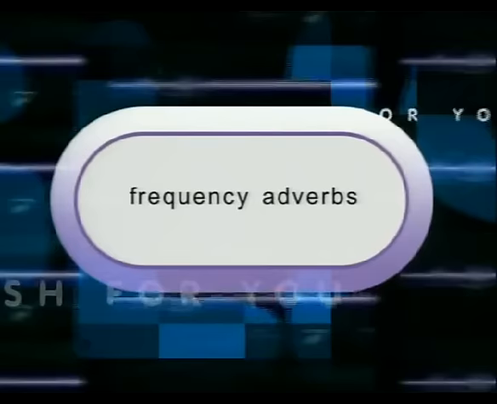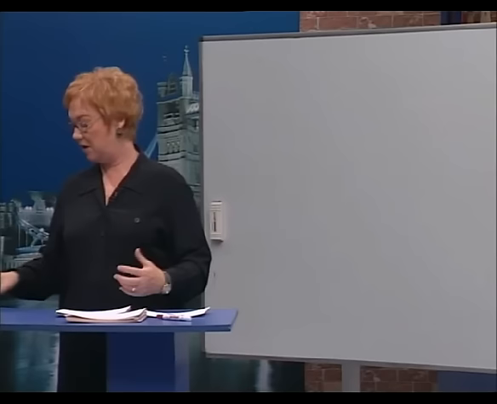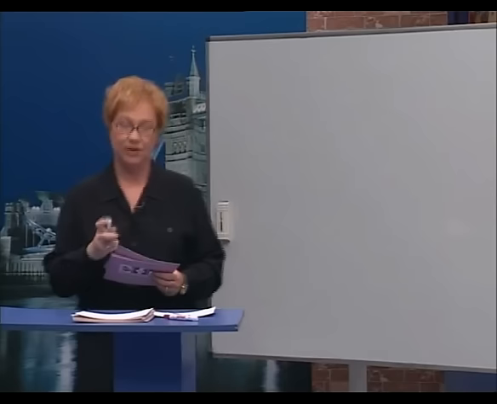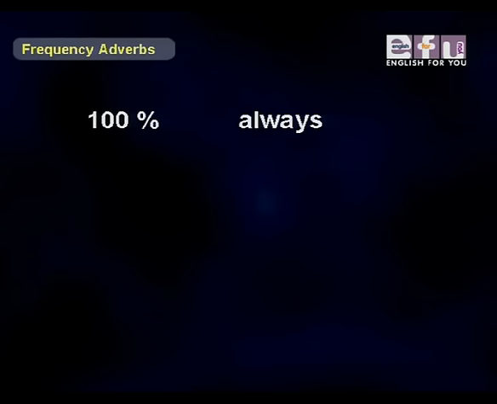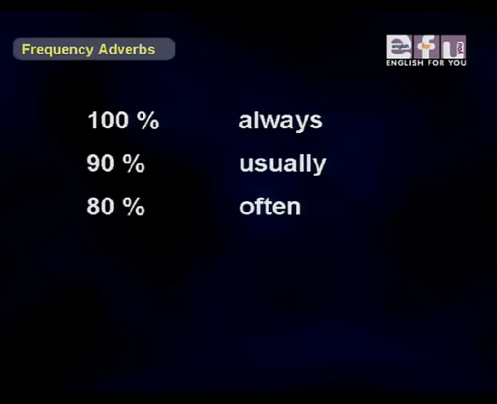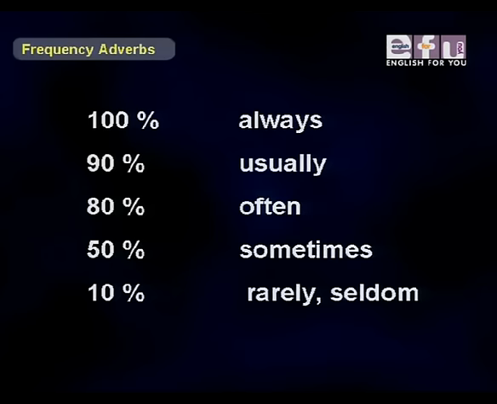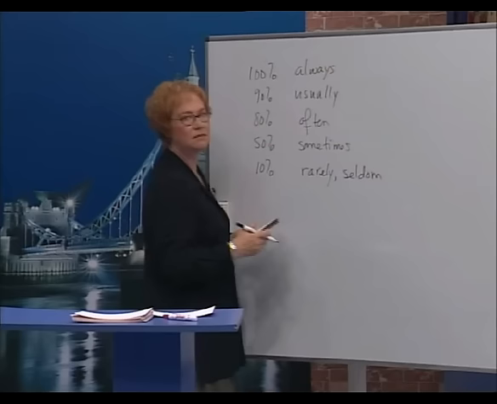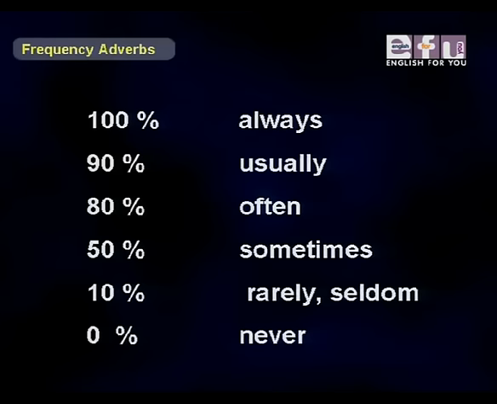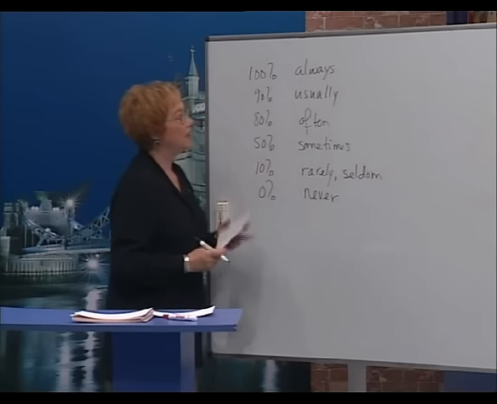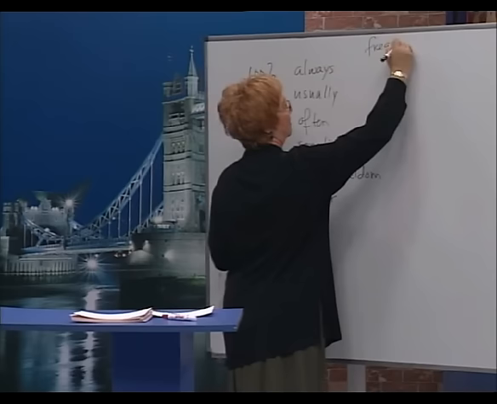Frequency adverbs. All right, now we're going to talk about verbs and we're going to talk about time words. Now, look at these. 100%, always. 90%, usually. 80%, often. 50%, sometimes. 10%, rarely, or seldom. And finally 0%, never. Okay? Now, these are called frequency adverbs.